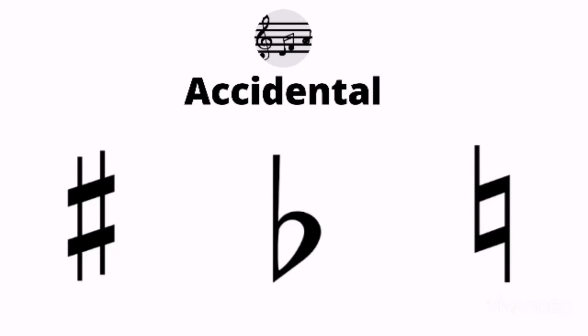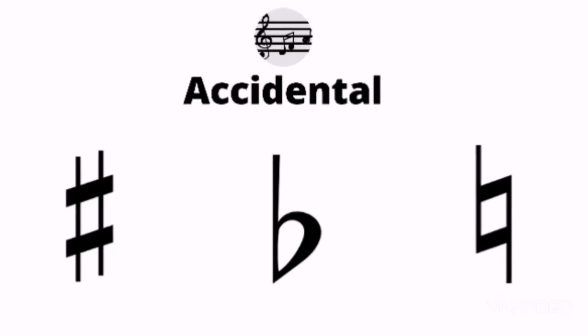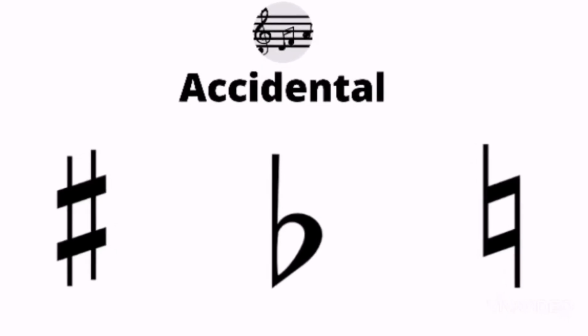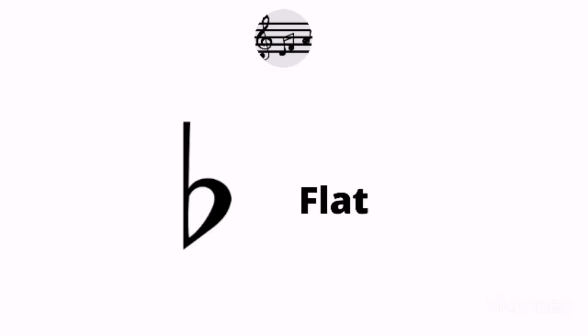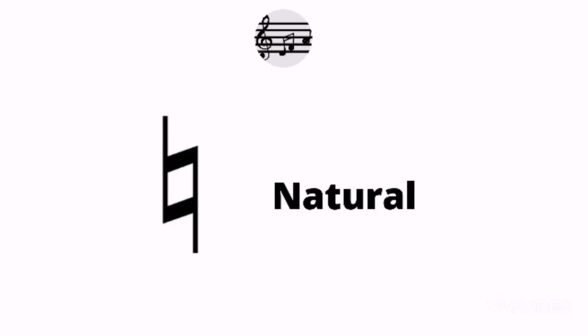To know these notes, first you need to know what the accidentals are. There are 3: sharp, flat, and natural. The sharp is represented with this symbol, and it's a half of a tone up. The flat is represented with this symbol, and it's a half of a tone down. The natural is represented with this symbol, and it is to return the note to its original form.